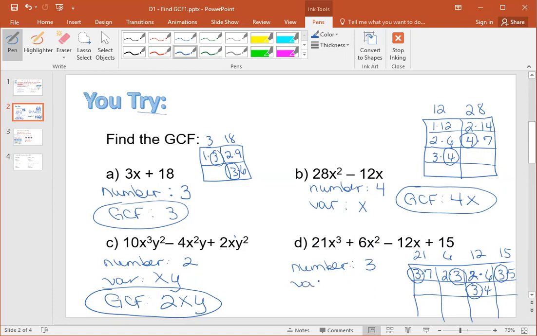Okay, variables. I have x cubed, x squared, an x, and nothing. 15 doesn't have an x. So there is no variables that I can use. So my GCF is only 3 here. Okay, so remember, you're pulling out the most that they all share.